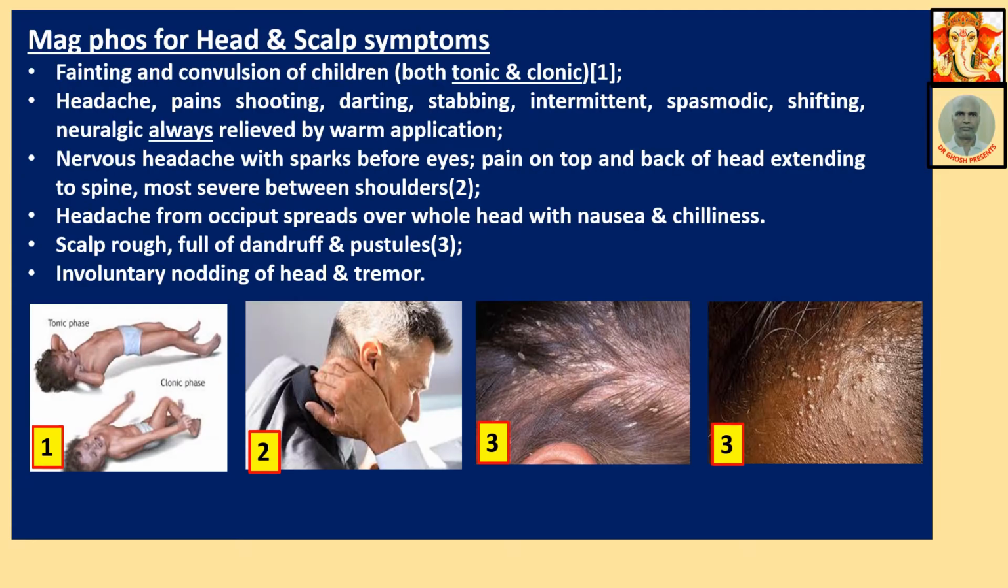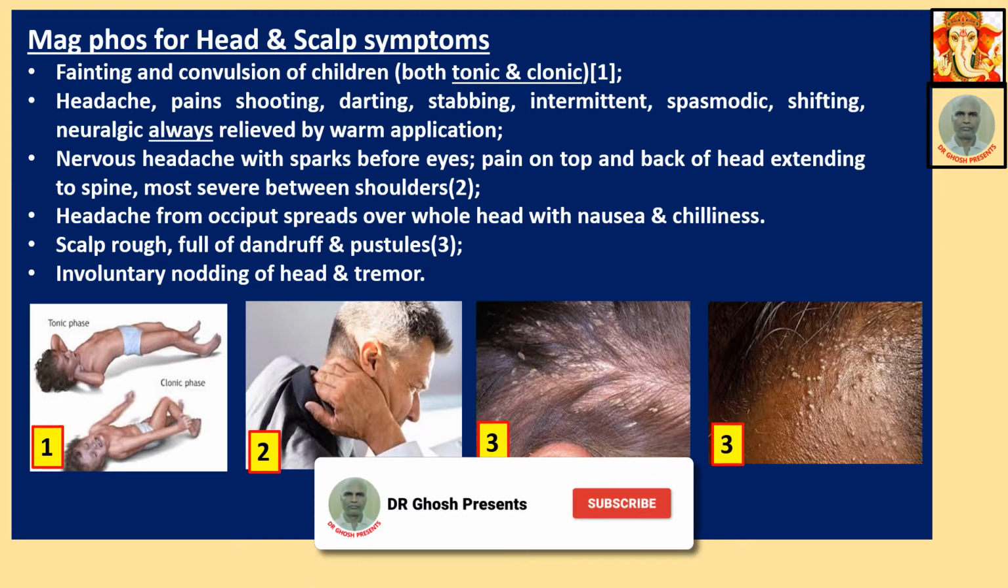Mag Phos for head and scalp symptoms: fainting and convulsion of children, both tonic and clonic. Picture 1, you can see what is tonic and what is clonic phase of spasms. Headache pains: shooting, darting, stabbing, intermittent, spasmodic, shifting, neuralgic, always relieved by warm applications. Nervous headache with sparks before eyes, pain on top and back of head extending to spine, most severe between the shoulders. Picture 2. Headache from occiput spreads over the whole head with nausea and chilliness. Scalp rough, full of dandruff and pustules. Picture 3. Involuntary nodding of head and tremor.